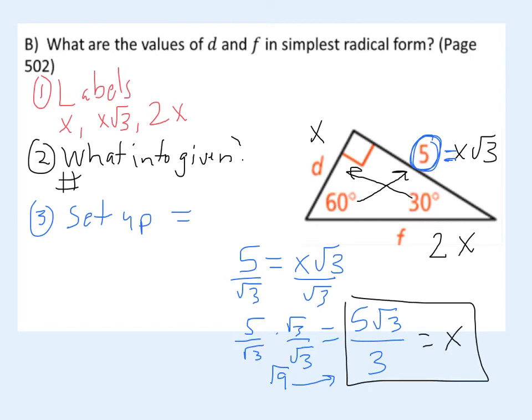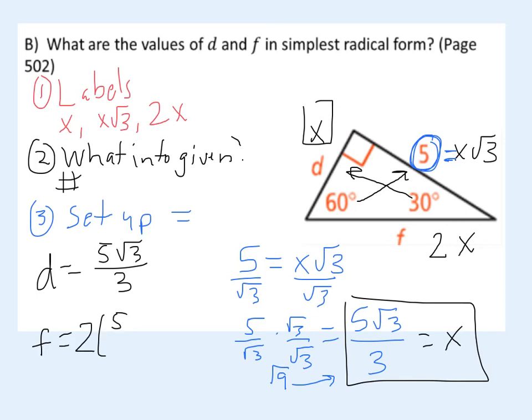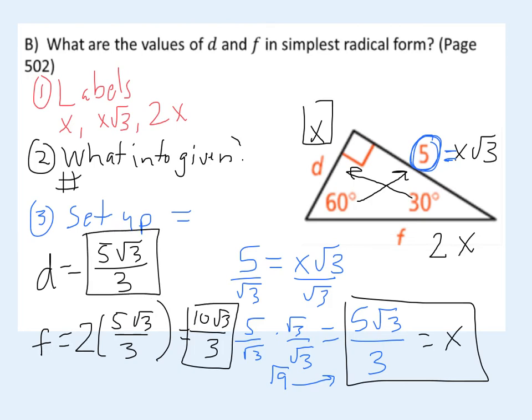So now, because I already have an x where d is, I know d is going to be equal to 5 square root 3 over 3. And f is going to be equal to 2 times x, which we found to be 5 square root 3 over 3. And I have to simplify that, so this would be 10 square root 3 over 3, and that would be my final answer. I know that these problems can seem confusing, but again, just labeling the picture will help you tremendously.